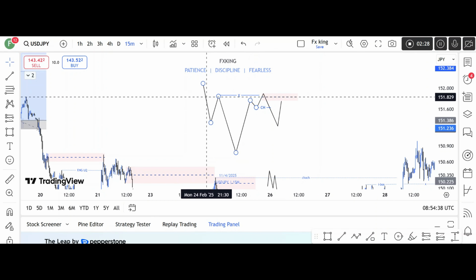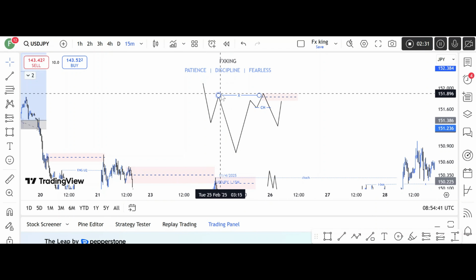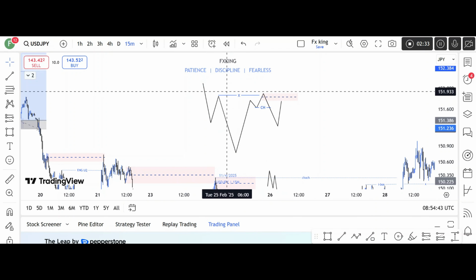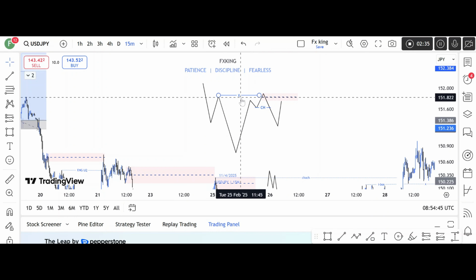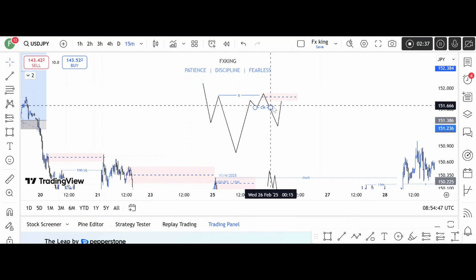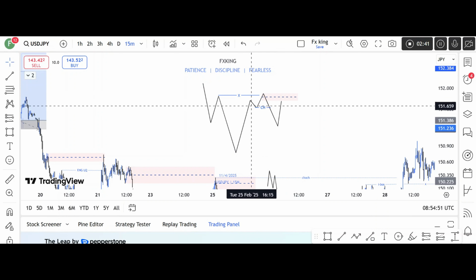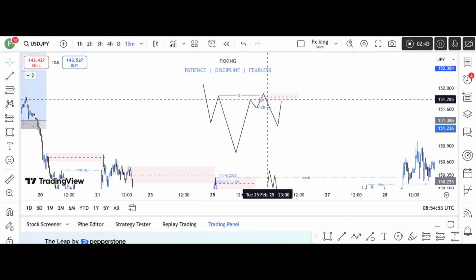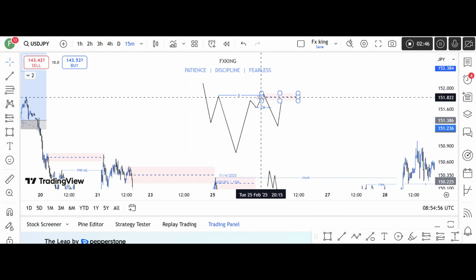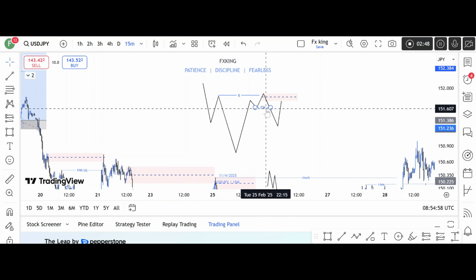If you are watching price in the 1 hour time frame or the 15 minute time frame, once this sweep occurs, you can switch down to the 15 minute or the 5 minute time frame to look for this change of character. So once this occurs in your bigger time frame, you need to switch to a smaller time frame to look for your change of character.